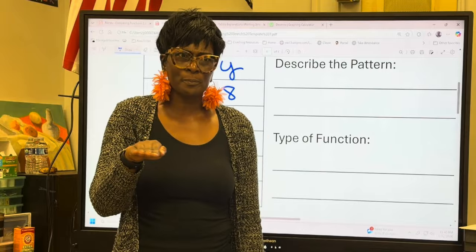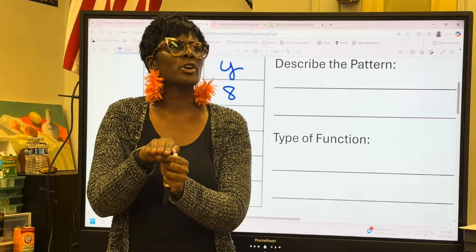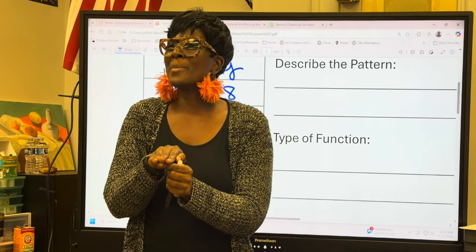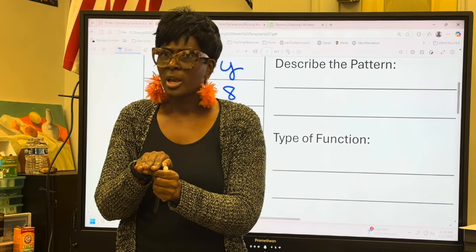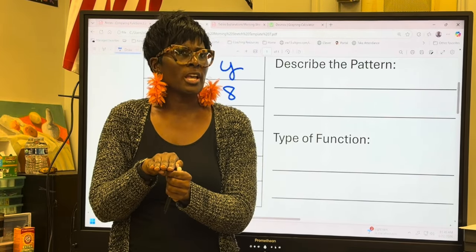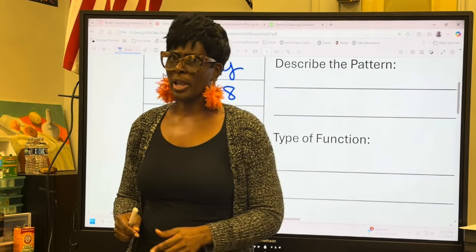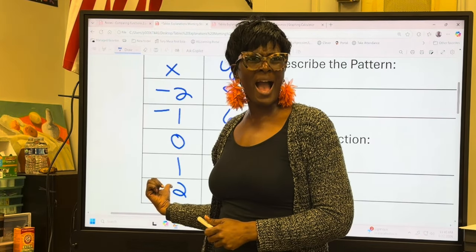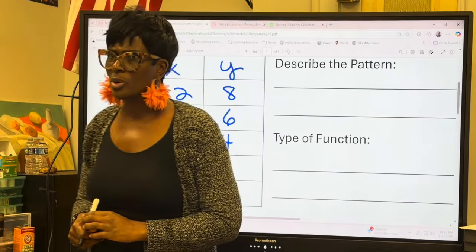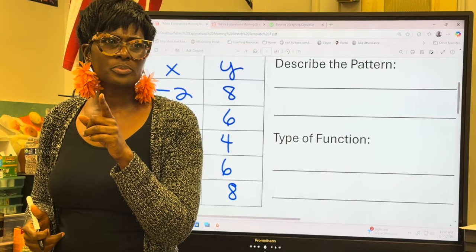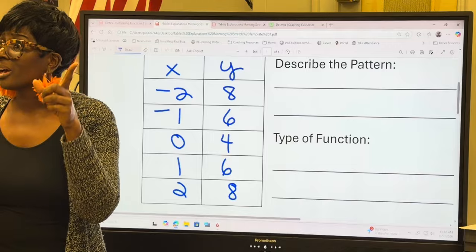Anybody know what we call that point? That point is called a vertex. It is our minimum. Are you all with me? Are you all listening? What is a vertex? A vertex is either your highest point or your lowest point. In this case, would this be a highest point or a lowest point? How you know it's the lowest point? Because it switches and goes back up, right?